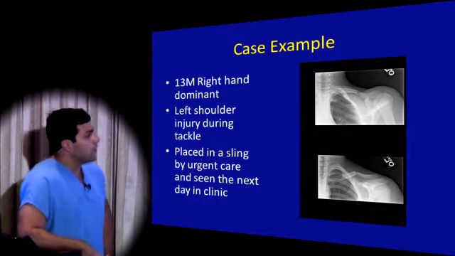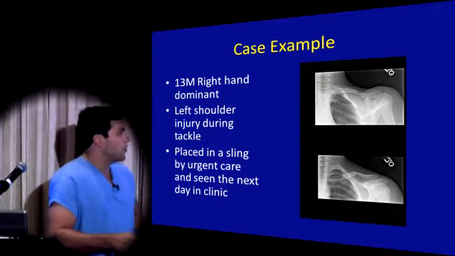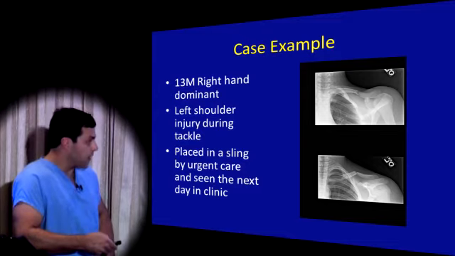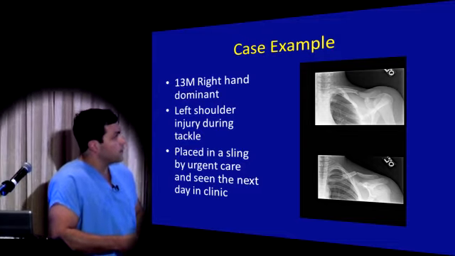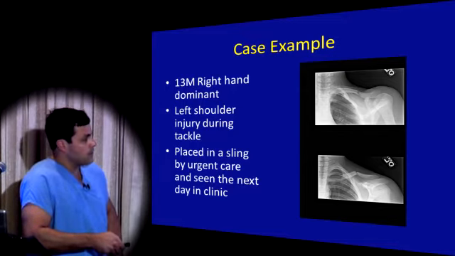So this is a good example. This was a 13-year-old right-hand dominant young gentleman, left shoulder injury during a tackle in football. He was placed in a sling. He was seen in urgent care, and he came to see us in clinic the next day. On this x-ray, it looks fairly lined up. Here, not so much.